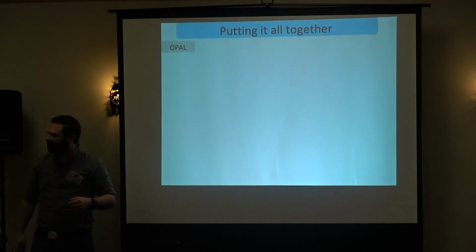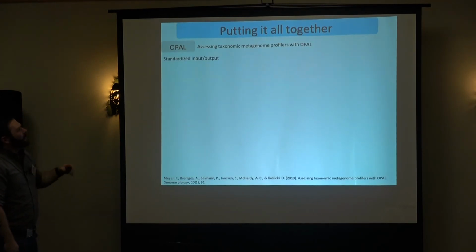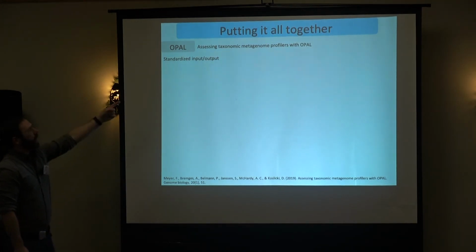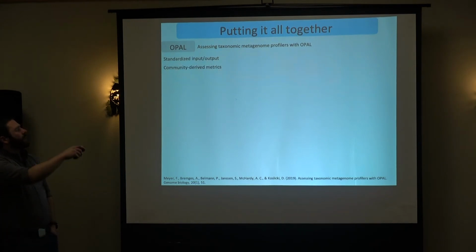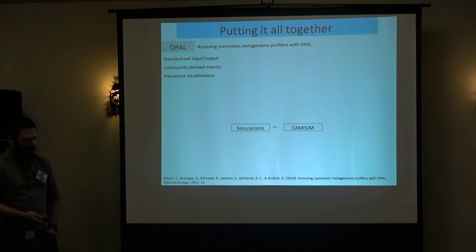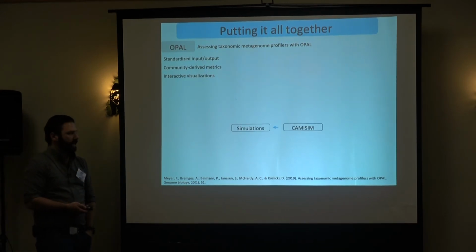30 minutes is a short time. Okay. To give you an example of our attempt to put all these things together, OPAL, which is a way to assess taxonomic metagenomic profilers, utilizes standardized input and outputs, community-derived metrics, and it results in interactive visualizations.